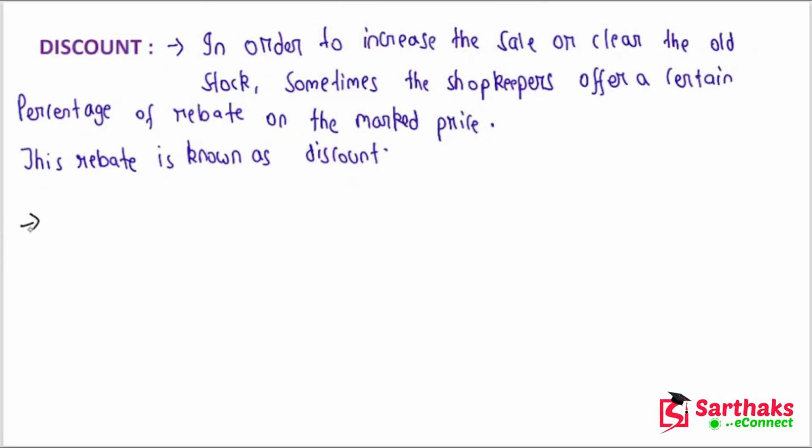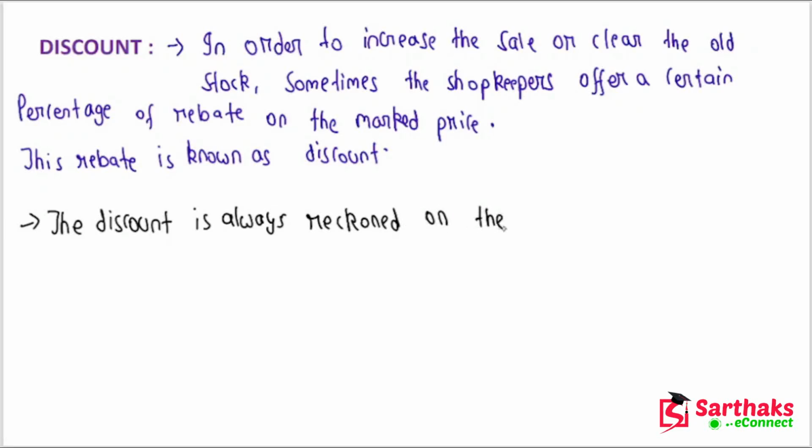Now this is an important line and you should always remember that the discount is always reckoned, or you can say calculated, on the marked price. We all know that basically profit and loss are also calculated on cost price. Similarly, discount is always calculated on marked price.